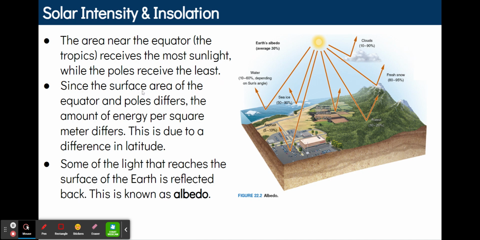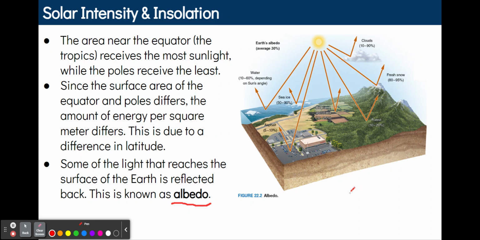Since the surface area of the equator and poles differ, the amount of energy per square meter also differs. This is due to a difference in latitude. Some of the light that reaches the Earth's surface is reflected back. This is known as albedo. And this is something you guys might be familiar with from physics.